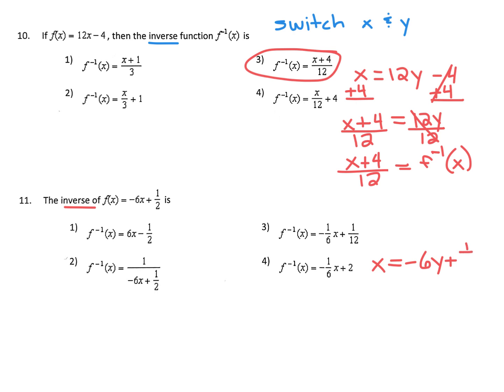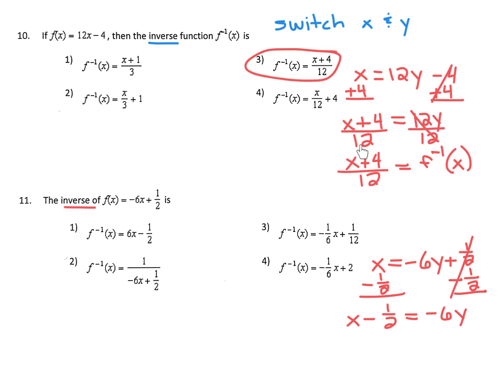Okay, now we know we have to get this y by itself. So let's, again, just get rid of this number that's hanging out here by itself. This time we have to subtract it. So that's going to leave us with x minus 1/2 equals negative 6y.